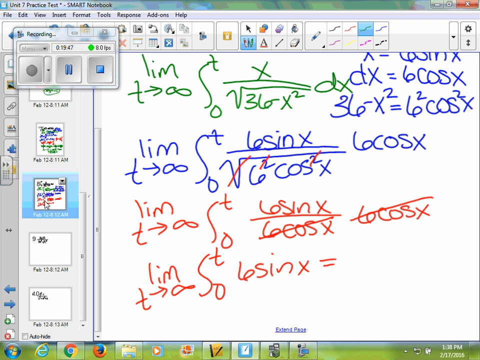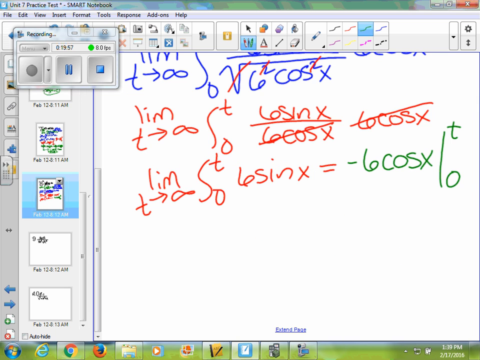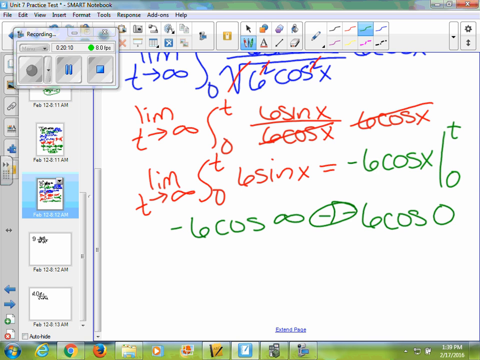Okay, so what's the integral of 6 sine of x? Negative 6 cosine of x. Perfect. And I'm going to evaluate that from t to 0. So in doing that, I get negative 6 cosine of infinity minus negative 6 cosine of 0. Those minus and negatives become a positive.